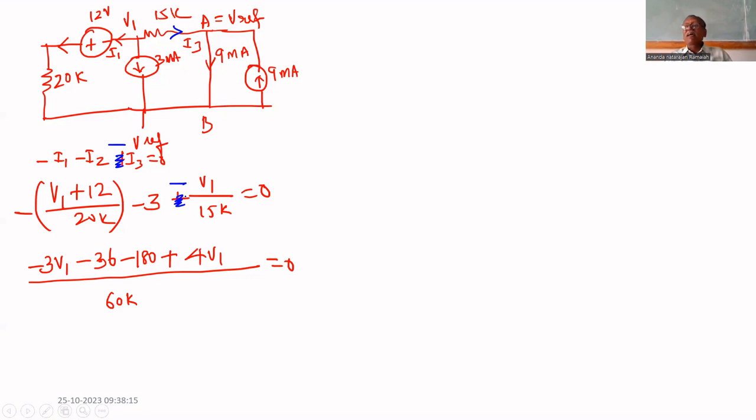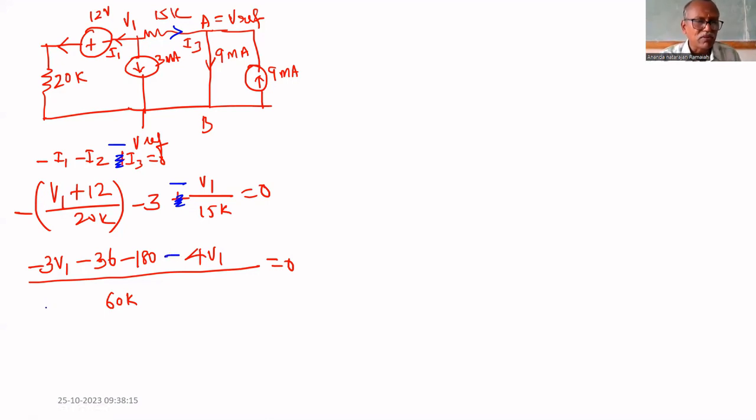Here, we cannot assume this way because we assumed that V1 is higher than V reference. In the first case, for I1, we assumed that V1 is higher than V reference. For I3, you cannot assume that V reference is higher than V1. You understand this point? That's why we have to assume uniformly: everywhere V1 is higher than V reference. That's why this is the current direction. Therefore, if you put the minus sign, here also you will get minus.